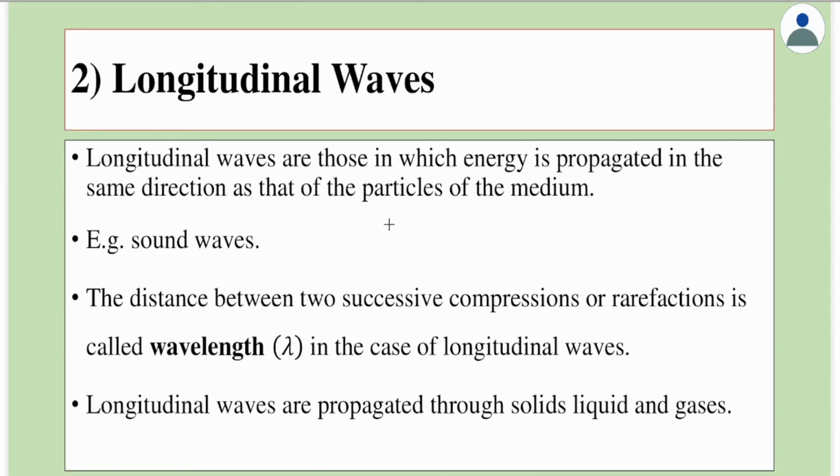Next type is called longitudinal waves. So in case of transverse wave, if energy was propagating in one direction, the particles were vibrating perpendicular to its direction. It's called a transverse wave. In case of longitudinal waves, energy moves in one direction, and the particles also vibrate or oscillate along the same direction. We can say that these are waves in which energy is propagated in the same direction as that of the particles of the medium. Examples of these are sound waves.